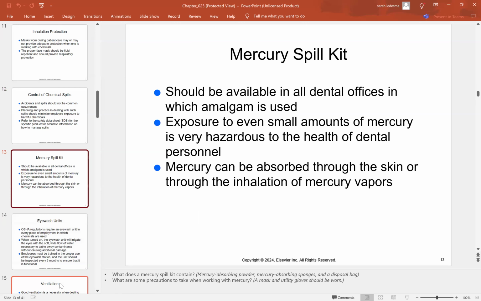A mercury spill kit should be available in all dental offices in which amalgam is used. Exposure to even small amounts of mercury is very hazardous to the health of dental personnel. Mercury can be absorbed through skin or through the inhalation of mercury vapors.